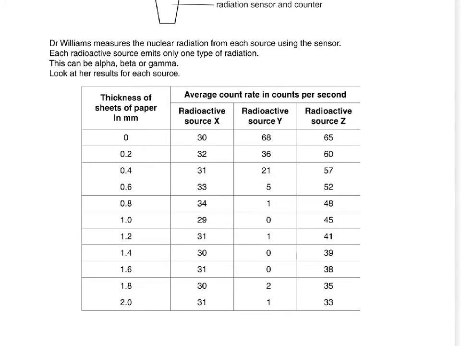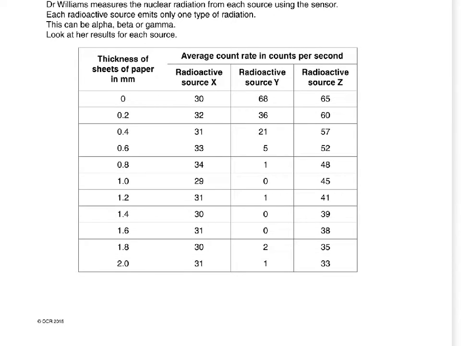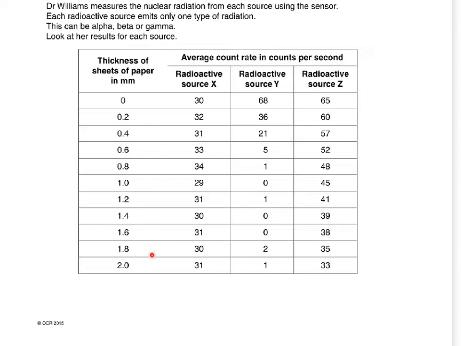So scrolling up, Dr. Williams measures the nuclear radiation from each source using the sensor. Each radioactive source emits only one type of radiation. That's important. This can be alpha, beta, or gamma. Look at her results in her table. So let's have a closer look at the results. So what we have here is we have the thickness of the paper that's been placed between the source and the detector. We have our three sources X, Y, and Z, and going down the columns we have the average count rate in counts per second. So we need to draw some conclusions from this data.